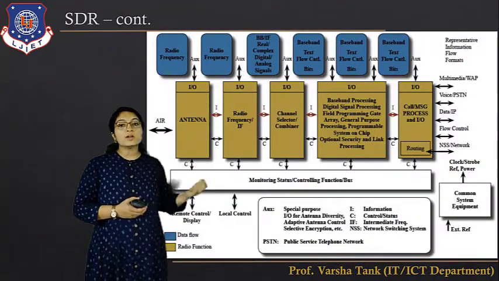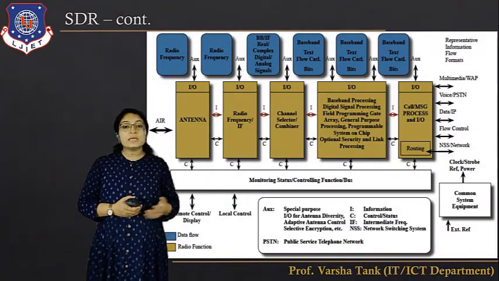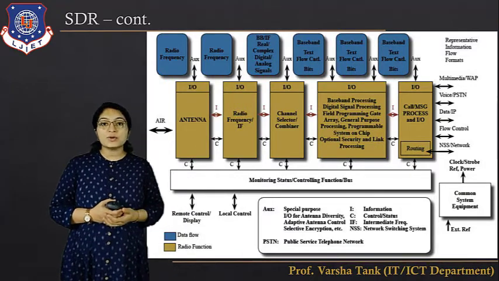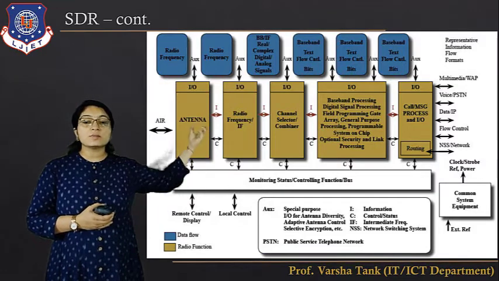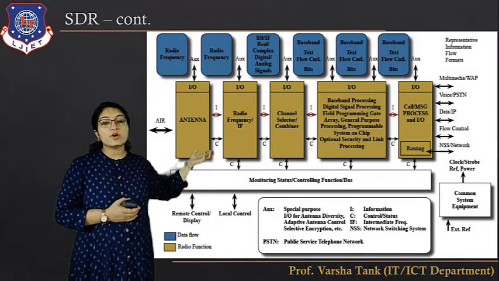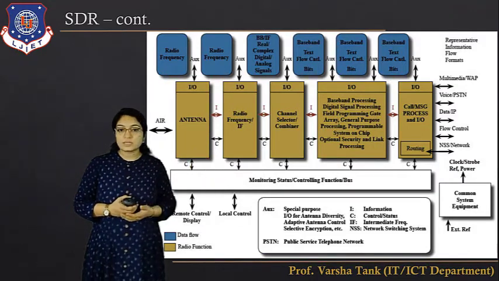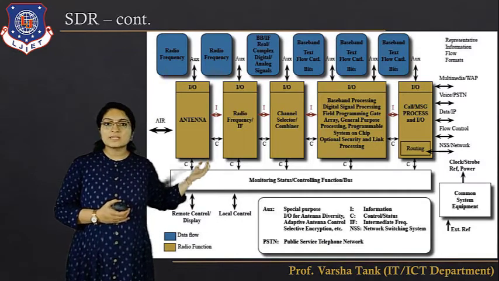Now this is a figure for the software defined radio. Here different blocks are connected with the IO devices, and this will monitor the entire status of these blocks. I is for the information, C is for the control status, IF for the intermediate frequency, etc.